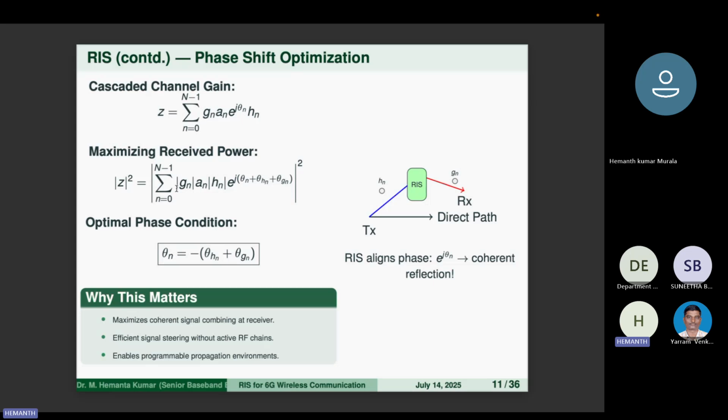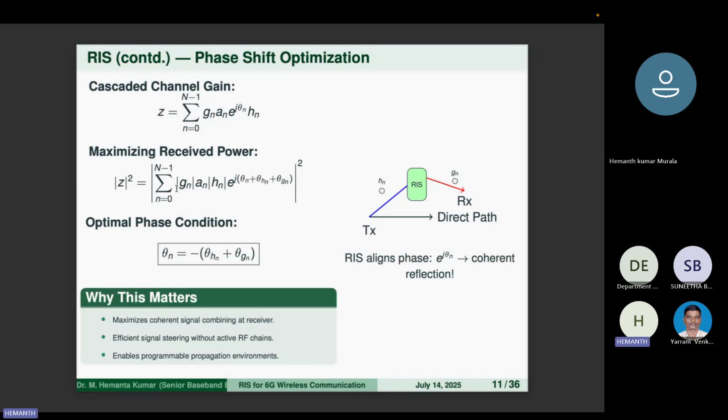I can apply Cauchy's theorem. So mod of the sum is always less than or equal to, then I can write the individual mods. So the sum over n equals 0 to N minus 1 of mod g of n, mod a of n, mod h of n, and e to the power of j theta, all the phases. Theta n is the phase of the RIS. Theta h of n is the base station to RIS channel phase, and theta g of n is the RIS to receiver phase. Agree? From this equation, I can apply Cauchy's inequality theorem.